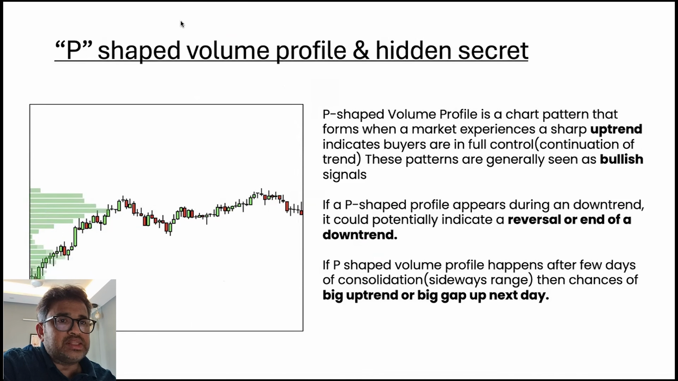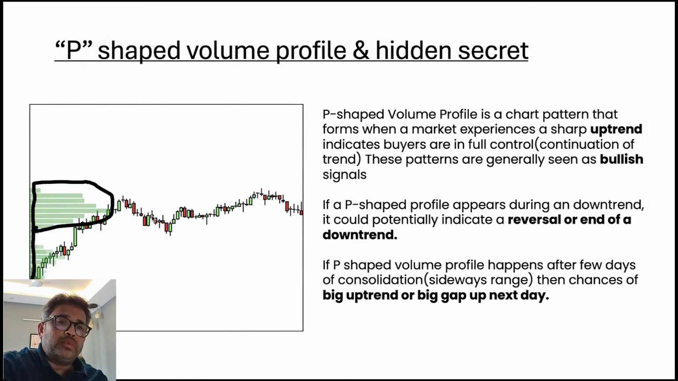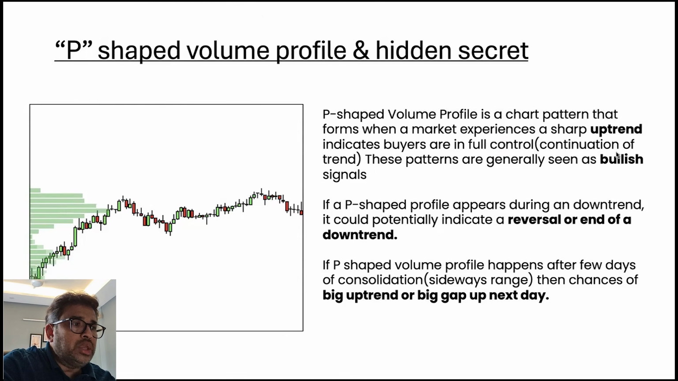Now, let us first discuss the P-shaped volume profile and the hidden secret. You can see that P-shaped means there is the highest volume at the top. The P-shaped volume profile chart pattern forms when the market experiences a sharp uptrend, and it indicates buyers are in full control. When you look at the P-shaped volume profile, you should know that it's a bullish signal. That means buyers are in full control.